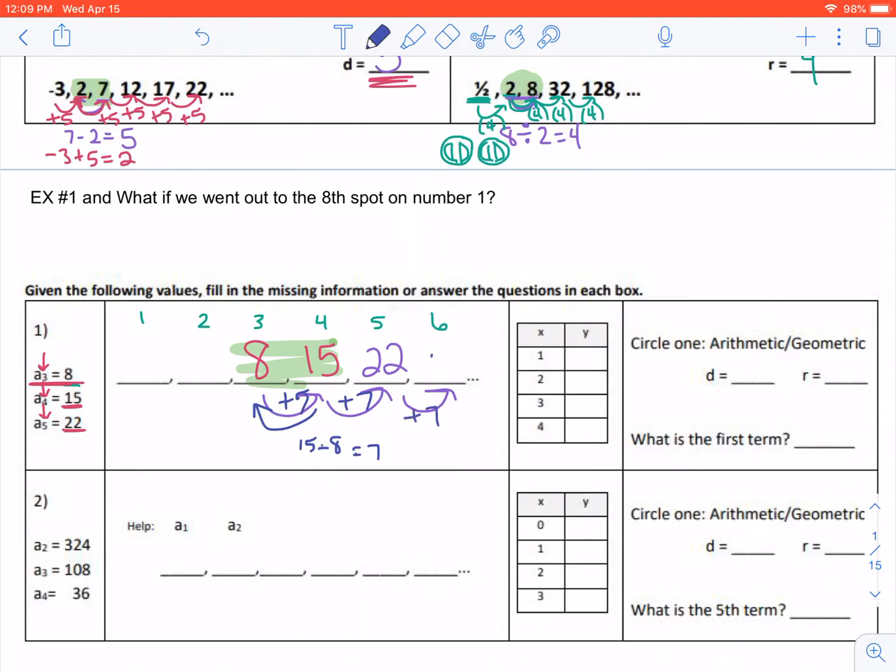22 plus 7 is going to be 29. And then if we want to go backwards, remember that's when you subtract 7. So 8 minus 7 is going to be 1. And then 1 minus 7 is going to be a negative 6. So now when you fill in your table, the x value is basically all of these top numbers. Who is in the x spot of 1? So 1 is here. Negative 6 goes with that. Who is next to the 2? The 1. And then we have our 8 and we have our 15.